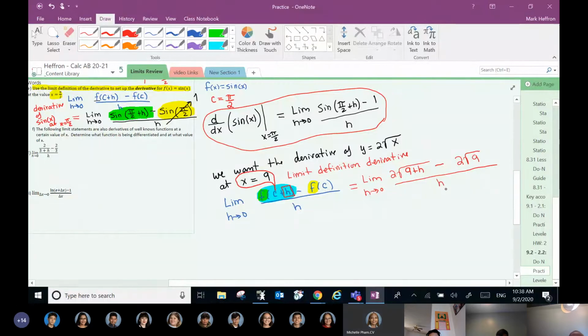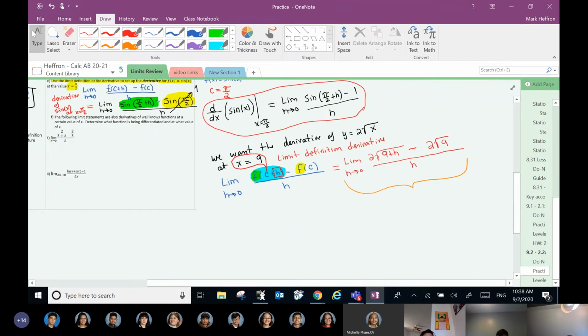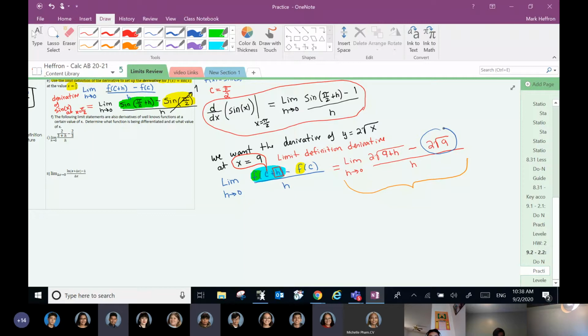And now I see, hey, can I simplify it all? I bet I can simplify this last term. Usually I can. What's the square root of 9? 3. And what's 3 times 2? 6. Okay. And so this is where this gets hard.